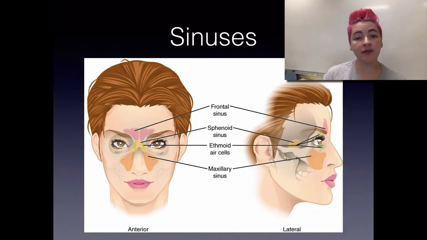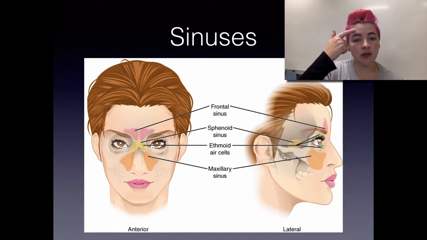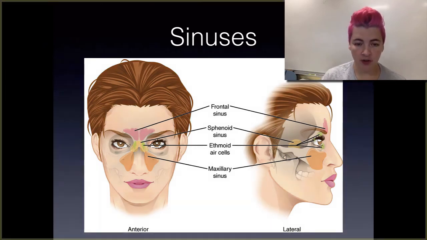We have 4 different sinuses that we need to know. We have the frontal sinuses. The frontal sinuses are located here in the forehead in the frontal bone. Then we have the sphenoidal sinus, or the sphenoid sinus, which is the yellow. If you look from the side view, it's the larger one in the back here.